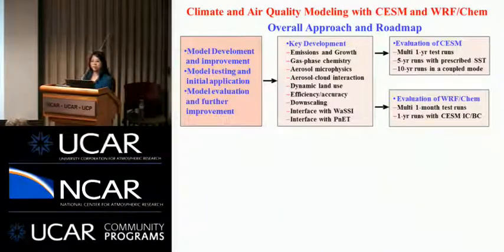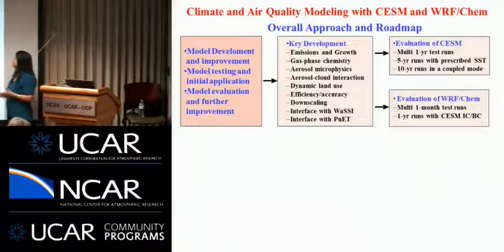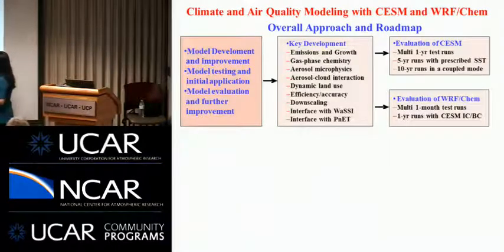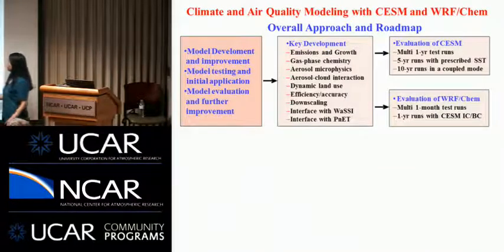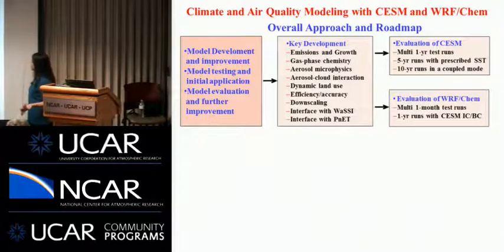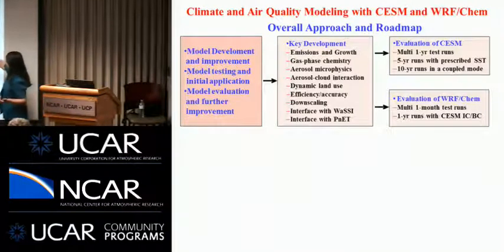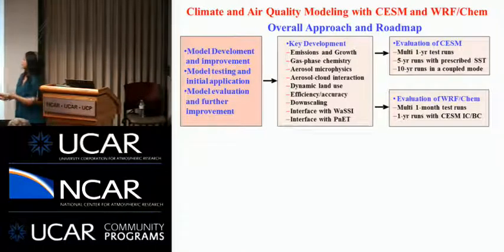All right, so in terms of the air quality modeling, the roadmap we take here is to first improve individual key processes that affect aerosol indirect forcing. We start with comparing emissions and considering growth factors, either from RCP scenario or from our technology-driven model. Then we focus on gas phase chemistry, aerosol microphysics, aerosol cloud interactions. We are also trying to consider dynamic land use change, and in consideration of both efficiency and accuracy when we improve and develop a new parameterization. Then we use WRF to downscale CESM global simulation. Finally, we're also developing the interface between the atmospheric model and ecosystem model.